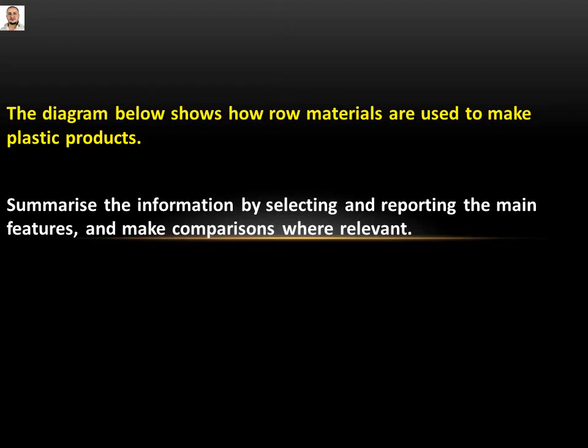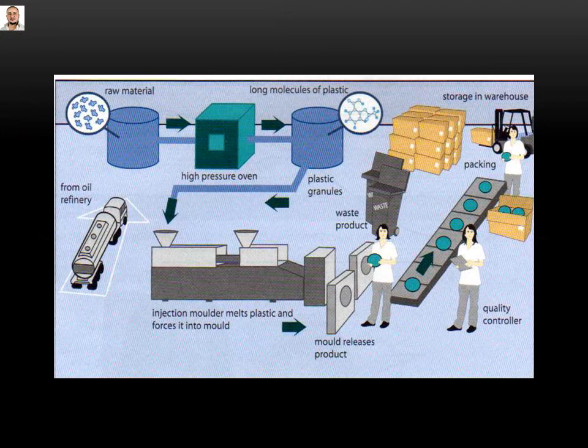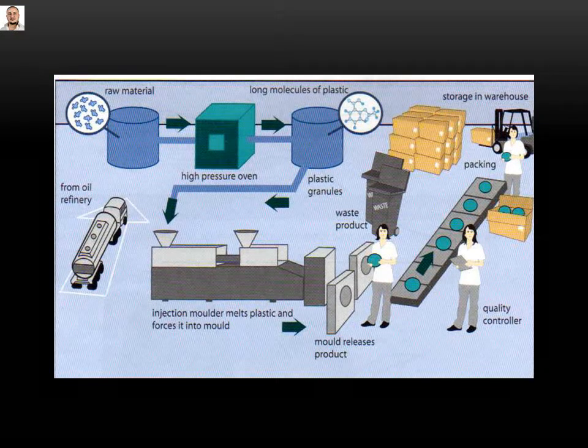Okay, let's start. The diagram below shows how raw materials are used to make plastic products. Summarize the information by selecting and reporting the main features and make comparisons where relevant. We have this picture, the raw material, long molecules of a plastic, blah blah blah.